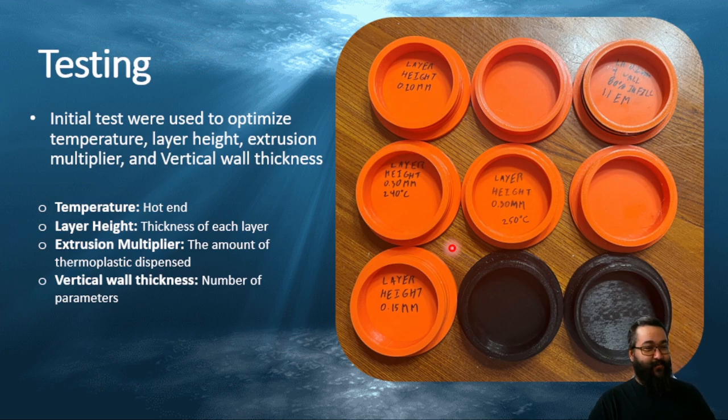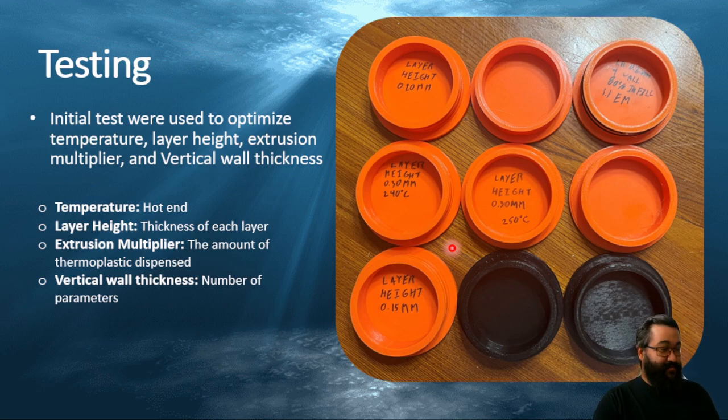Well, I had to really go through and figure out what these parameters actually did to the part itself. The temperature will change the actual hot end temperature of the printer. The layer height changes, of course, each layer of the print itself. The extrusion multiplier will change the amount of the thermoplastic, so it changes the volume that's actually being pushed out of the hot end. And then the vertical wall thicknesses are the actual number of walls on the inside and outside of the 3D printed part.